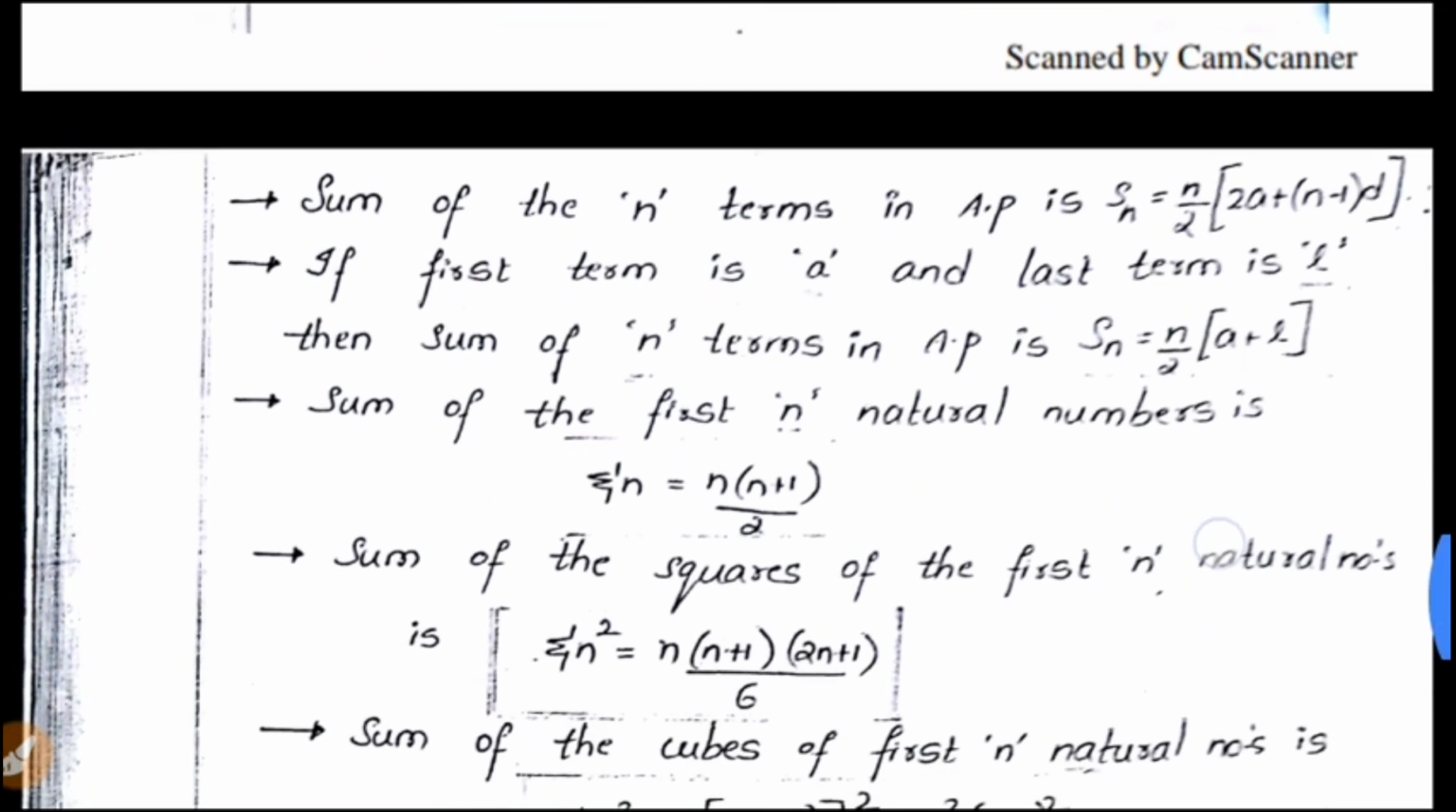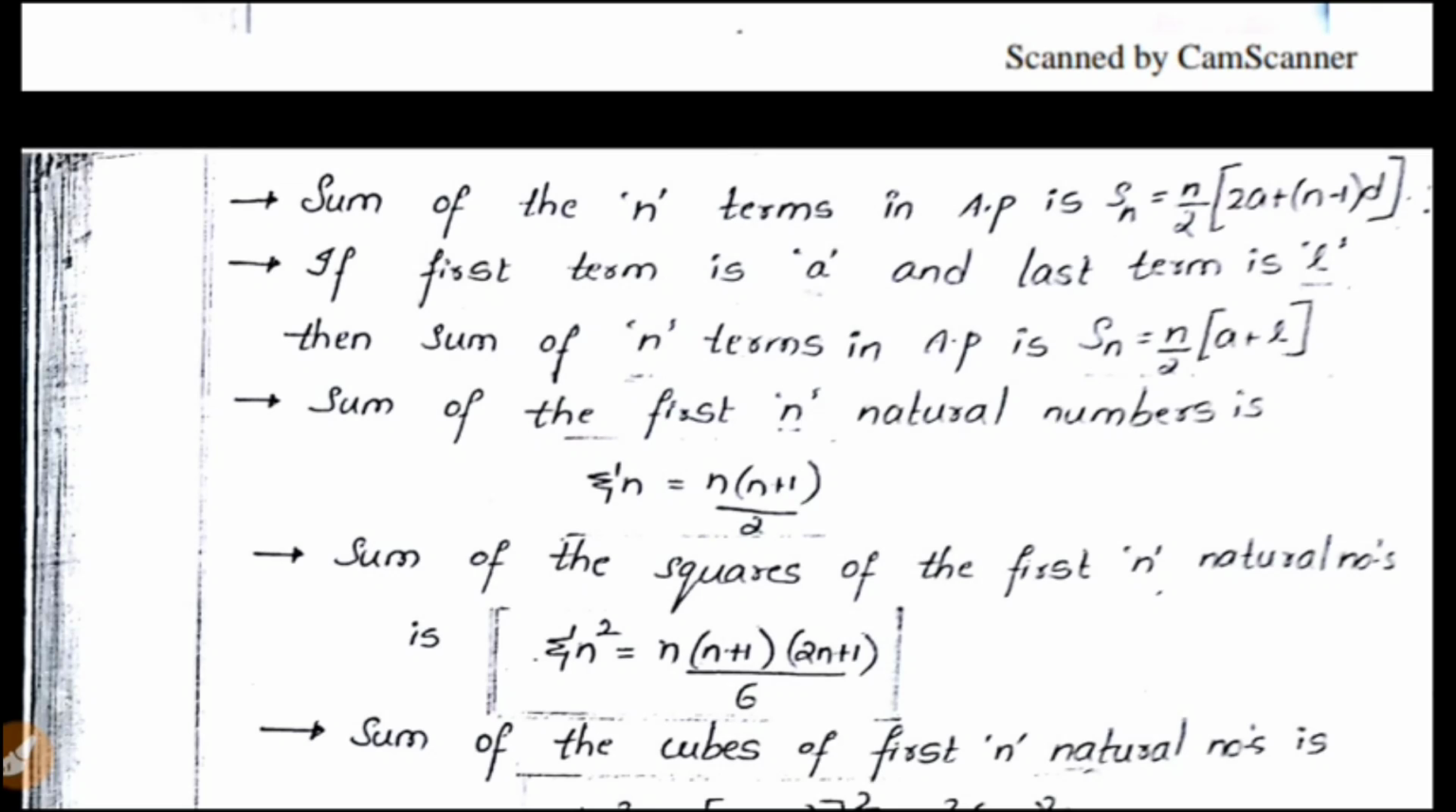Next, sum of the first n natural numbers. So you know 1, 2, 3, 4, 5 like that. How many numbers are there? That many numbers we can add using this simple formula, any numbers given in the question. So sigma n is equal to n into n plus 1 by 2. That is the sum of the first n natural numbers.